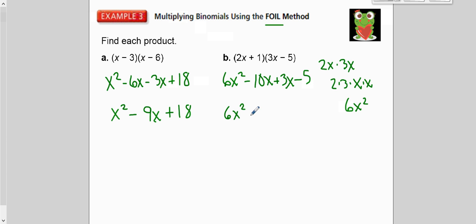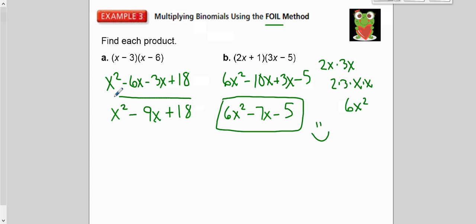Combine like terms. So we simplify this. Compare your answer with mine. So they told us to use the FOIL method, but really the FOIL method is the distributive property. They just gave it some letters to help us.